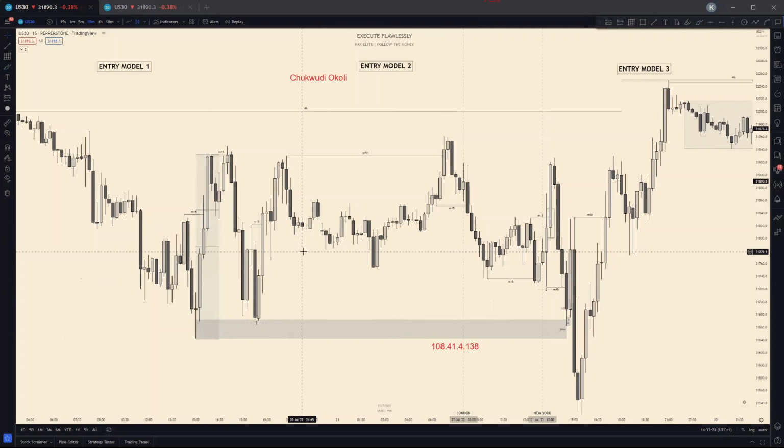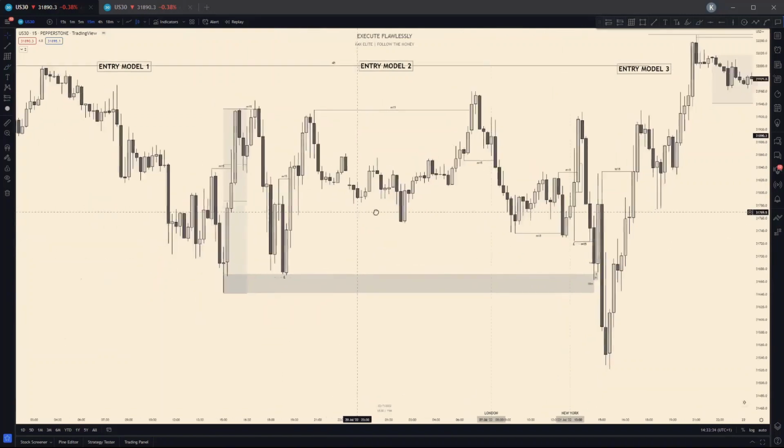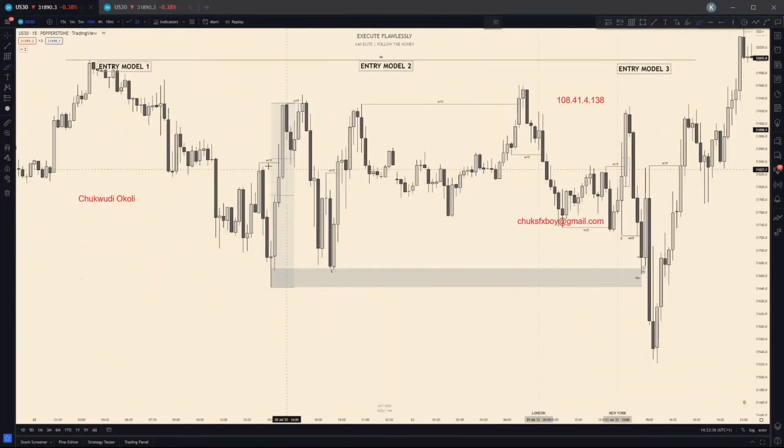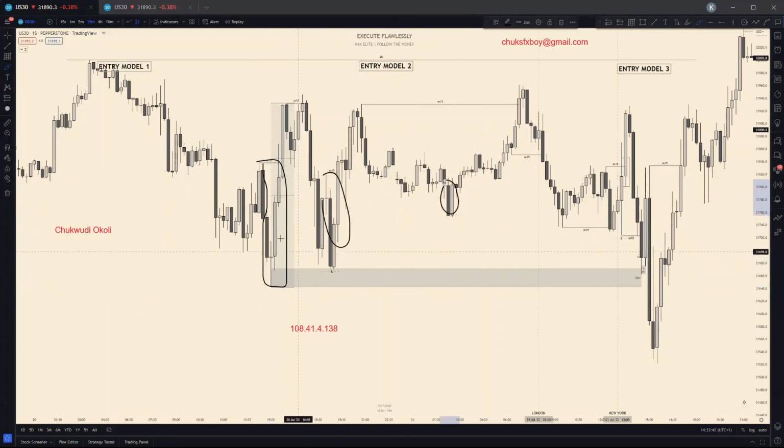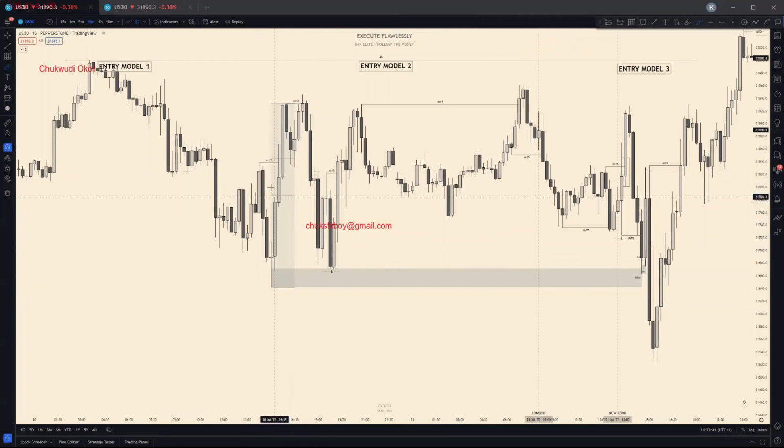Let's see. If it does break again, the flip zone can be played as EM3. No, it's just the first. You can't use another range for EM3. EM3 is literally only below this first chalk here. You can't start using this one and then this one. EM3 is only this first one.